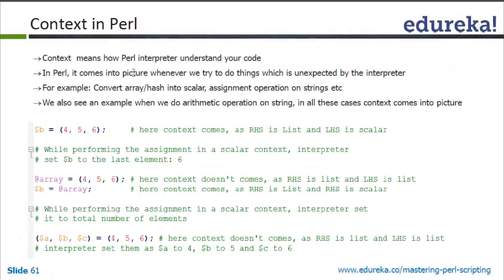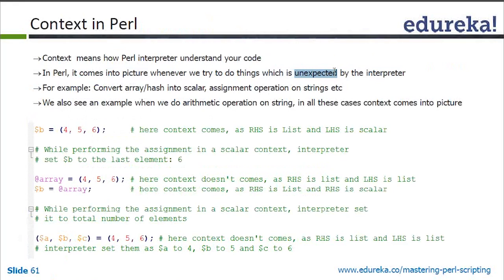In Perl, context comes into the picture wherever we try to do things that are unexpected by the interpreter. That's where the error comes: we are expecting something and something else comes, because the context is not right.